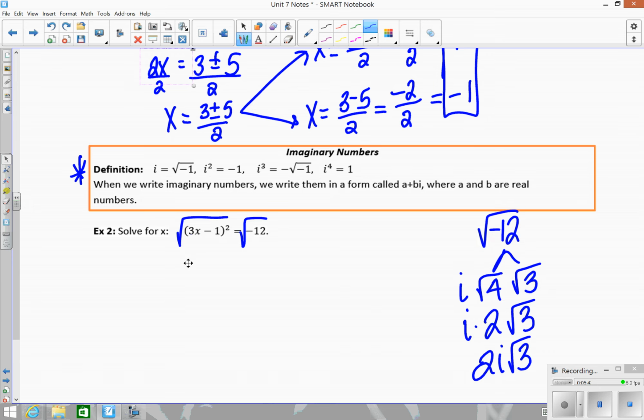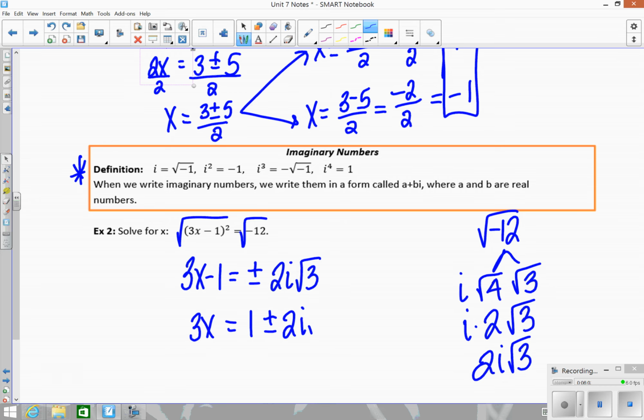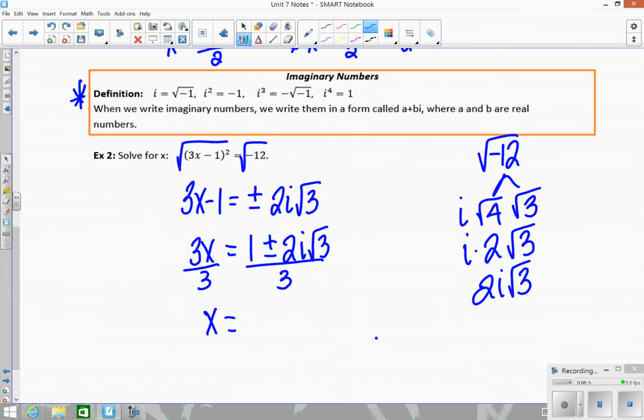So up here I'm going to have 3x minus 1 when I take the square root of the left-hand side. On this side I'm going to have plus or minus whatever I get when I take the square root of negative 12, which is 2i square root of 3. Then we bring the 1 over, so we have 1 plus or minus 2i square root of 3. Then we divide everything by 3, so we have x equals 1 plus or minus 2i square root of 3, all over 3.